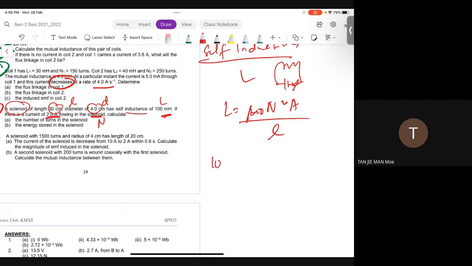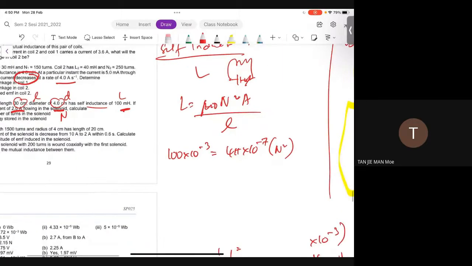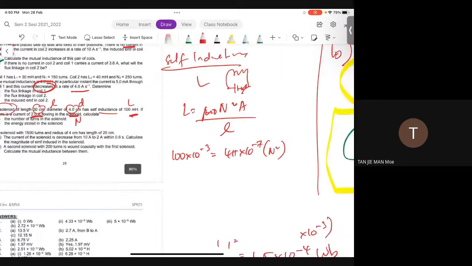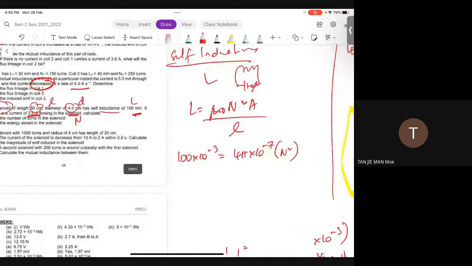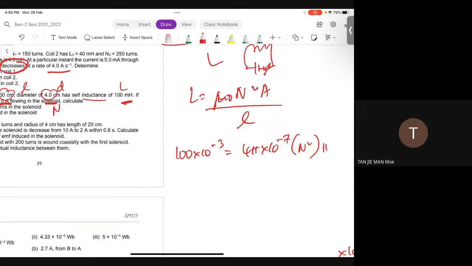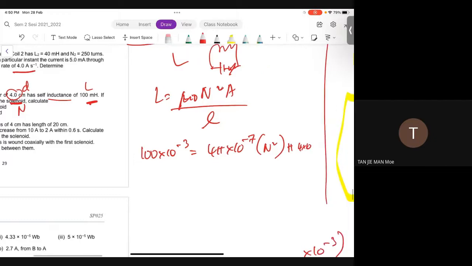Okay, L is 100 times 10 negative 3, mu naught 4 pi times 10 negative 7, N squared, now find the area. What shape is this? This is a solenoid, so it is circular. So it is pi D squared over 4. 4 times 10 power of negative 4 divided by 4, because I use area equals pi d squared over 4.